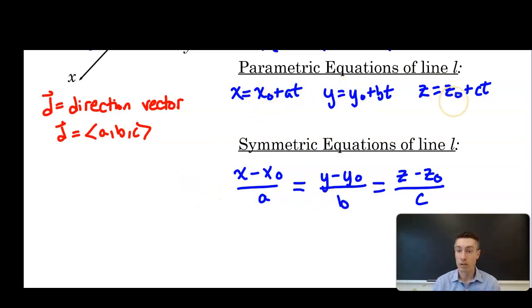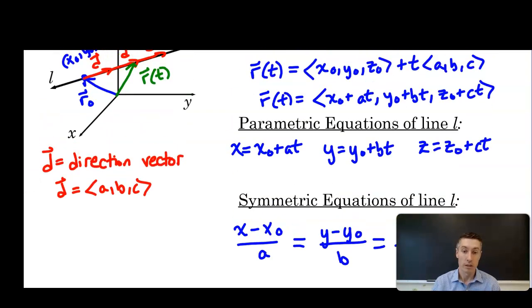Now, if one of our equations does not have a t in it, which can happen, we might have, let's say, x minus x naught over a equals y minus y naught over b, comma, z equals 2. Right? So if there's no t, then we just include that part separately. It stays basically like a parametric equation, and we just write the other two parts symmetrically.